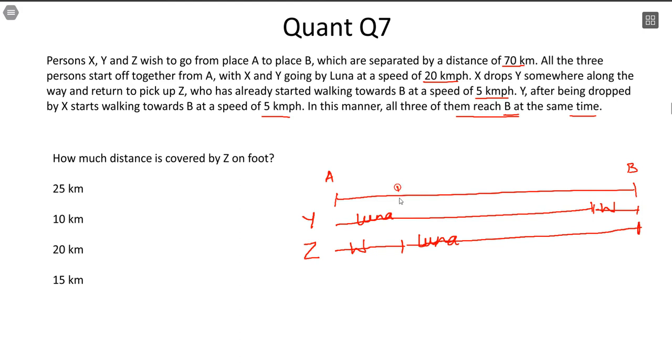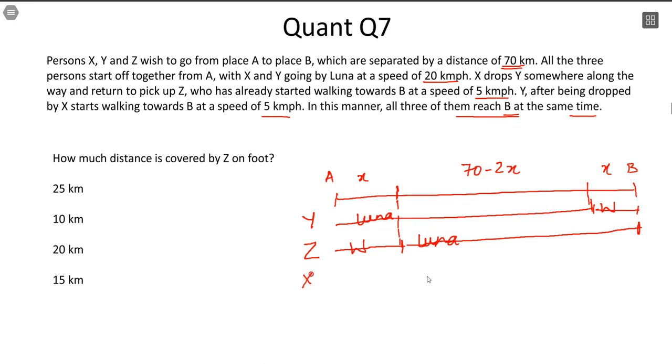And as soon as you can reach that, just represent that on your journey. If I take this as X and this as X, this middle portion from the point where Z was picked up and the point where Y was dropped, between these 2 points, this distance will be 70 minus 2X, because the total path was 70 kilometers only.